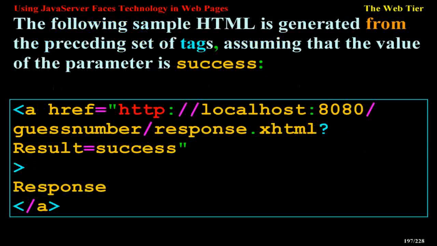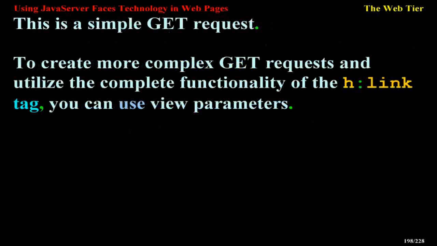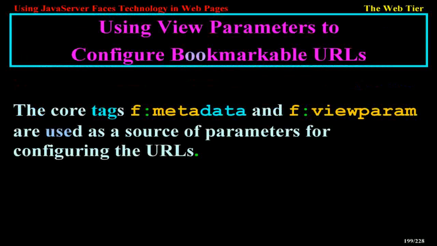The following sample HTML is generated from the preceding set of tags, assuming that the value of the parameter is success: <a href="http://localhost:8080/guessnumber/response.xhtml?result=success">response</a>. This is a simple GET request. To create more complex GET requests and utilize the complete functionality of the h:link tag, you can use view parameters. Using view parameters to configure bookmarkable URLs.